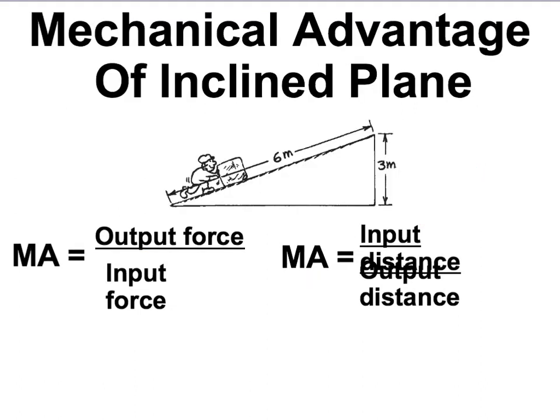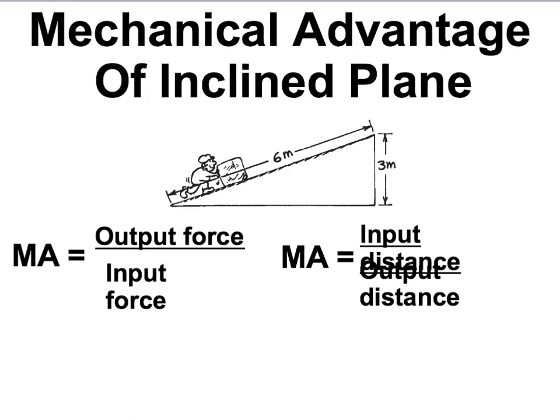So I've copied over the formulas from the last slide onto this slide, and I want to figure out the mechanical advantage of an inclined plane. Now we have two options: the output force over the input force, which we don't have any information about here, or the input distance over the output distance, which is what we have here.